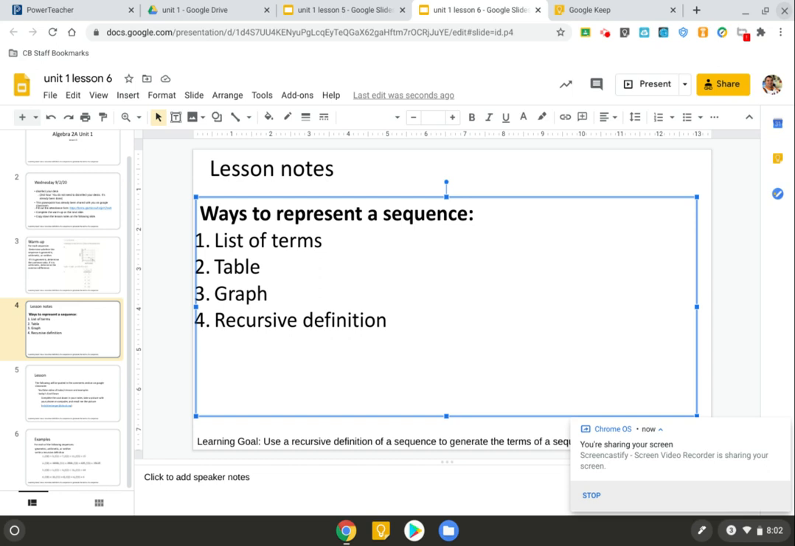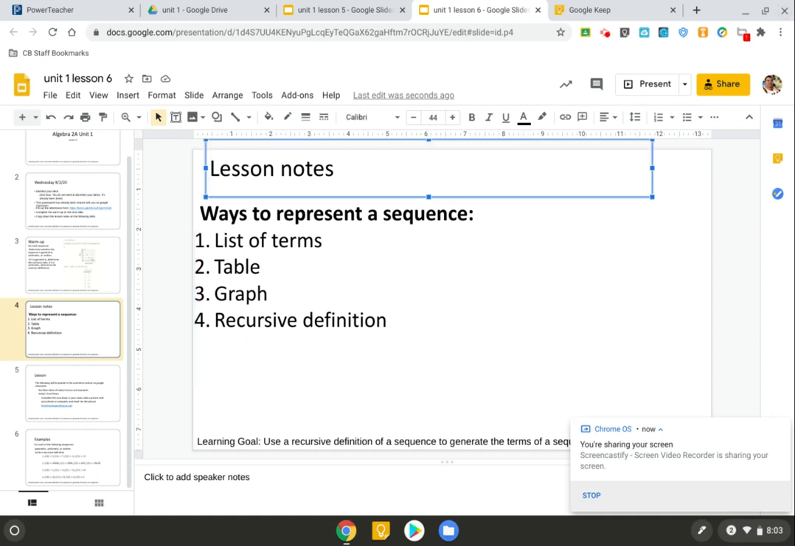All right, so today we have Unit 1, Lesson 6. This is kind of like the halfway point of the first unit. So really, in these lesson notes, there isn't anything new. This is just a summary of what we've learned so far in this unit.